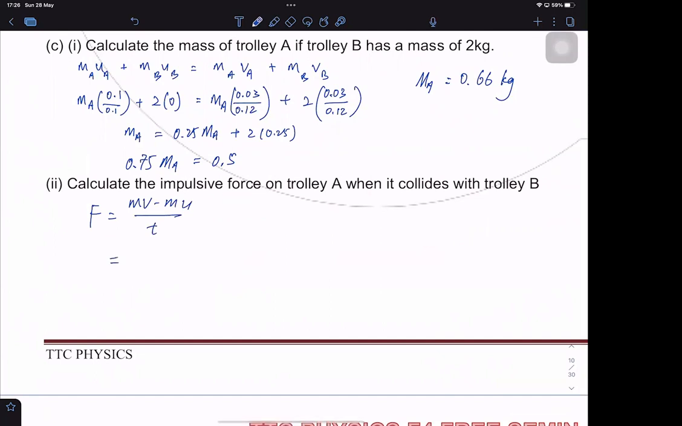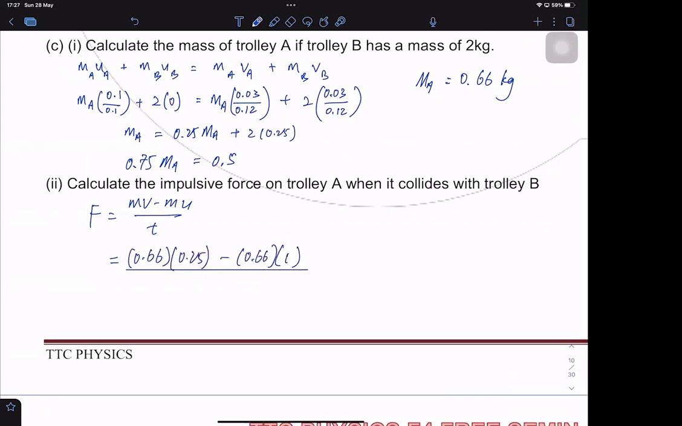We're going to talk about impulsive force on trolley A, so we will use the details for A. The mass of A is 0.66. The final velocity of A is, what was it again? 0.25, minus the mass of A again, 0.66, times the initial velocity of A, which is 1. So this thing is divided by the time.